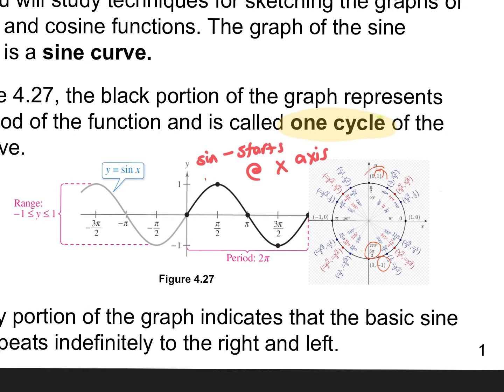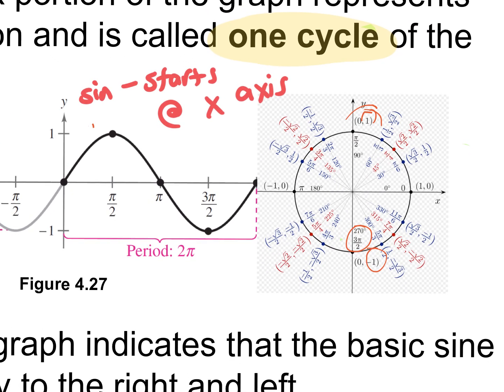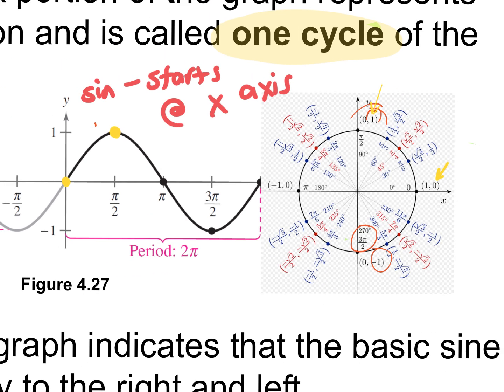I want you to see how this is related to the unit circle. If you have an angle on the unit circle, your sine value is the y, and the cosine value is the x, the ordered pair. So look right here at 0, where my yellow dot is. What is the y value at 0? 0. Then we go up to pi over 2. Here's my first dot. What is the y value of your ordered pair at pi over 2? 1, so that's why I went up to 1.